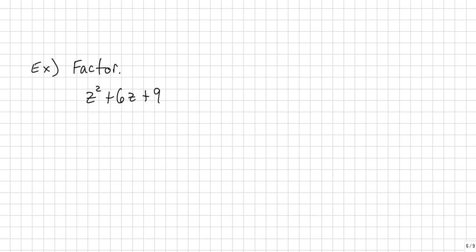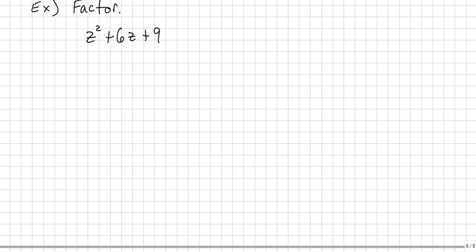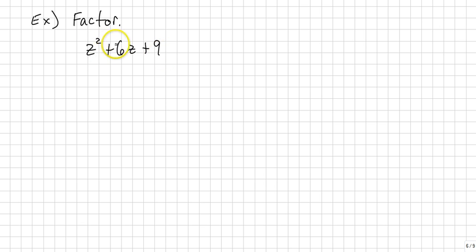All right, let's look at another one. So let's factor z squared plus 6z plus 9. Let's see how we can maybe factor that one. Let's start with coming up with the greatest common factor. So z squared, well, there's just a 1 sitting out front. So 1, 6, and 9, the only thing that they have in common is a 1.